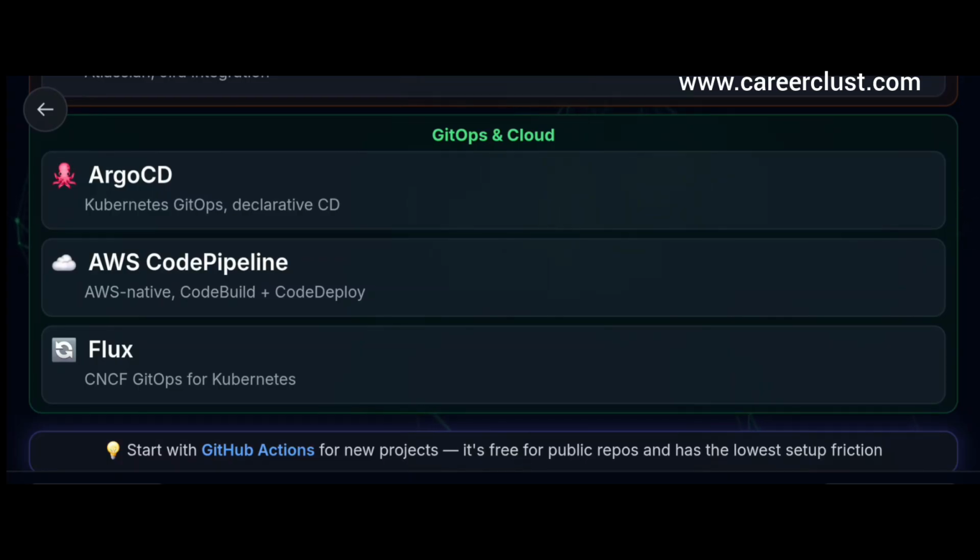So start with GitHub Actions for new projects. It is free for public repos and has the lowest setup friction. To learn to start with, GitHub Actions is a simple one, and it is an open source one.